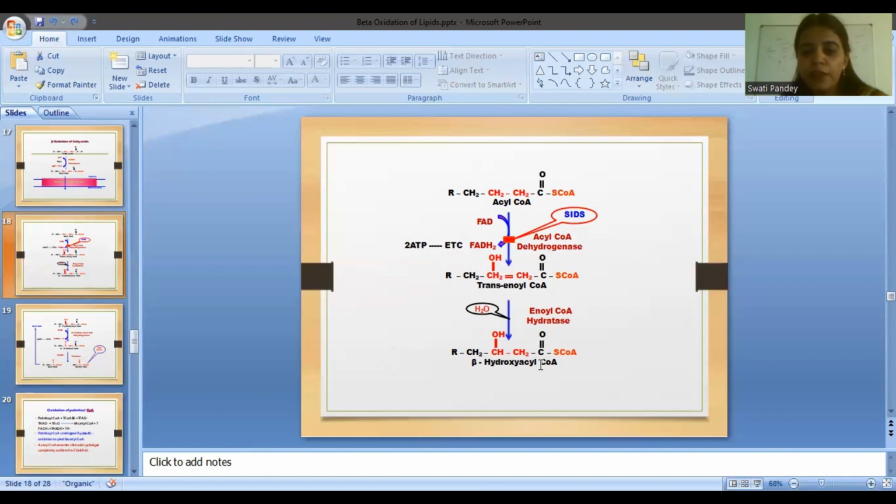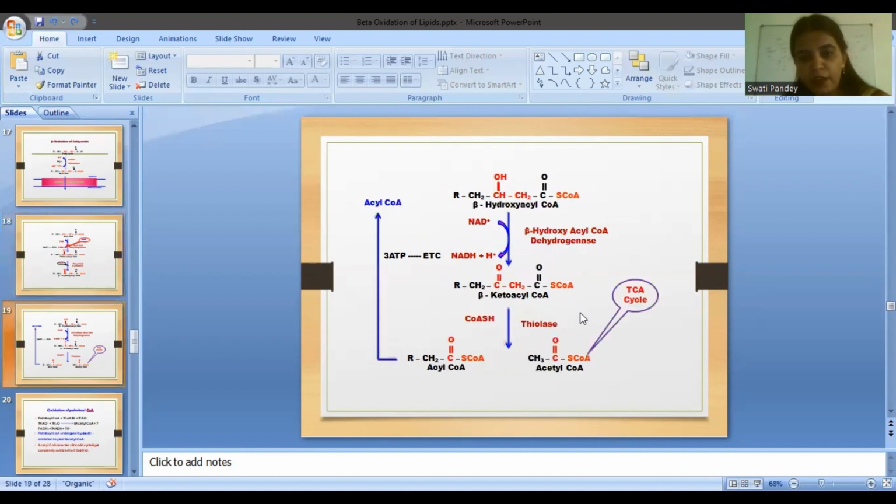Next is the conversion, that is hydration. The next step of beta oxidation after oxidation is hydration. So this is the second step, the conversion of trans-enoyl coenzyme A. Again, there is an insertion of a water molecule. So now it has been converted into beta hydroxy acyl coenzyme A, and there is a removal of the double bond. For this, we require the enoyl coenzyme A hydratase enzyme.